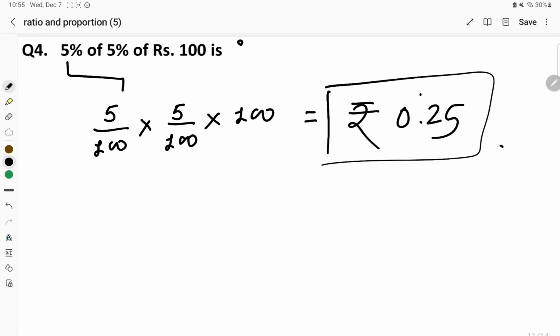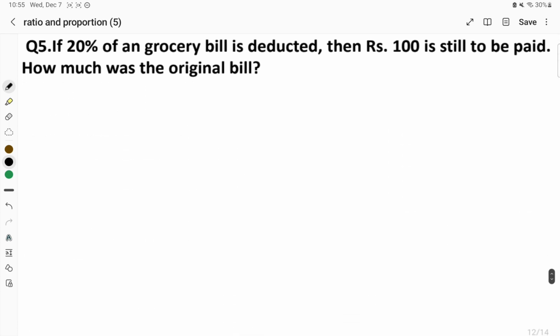If such a question is asked, don't panic, whether it is 5% of 7% of rupees 100, or 3% of 7% of rupees XYZ, whatever is given. We simply have to understand the code of percentage or "of". For percentage we are going to divide by 100, and for "of" we are going to multiply. So this is the thing.